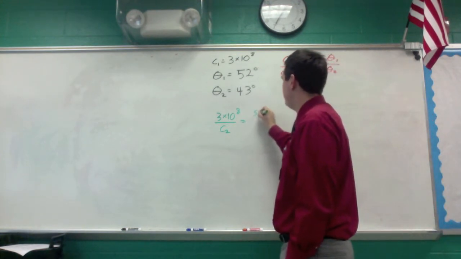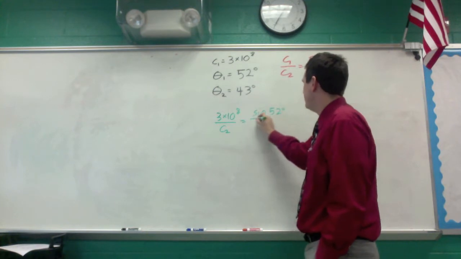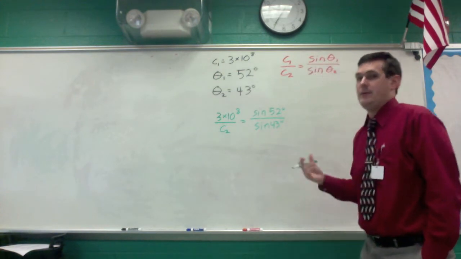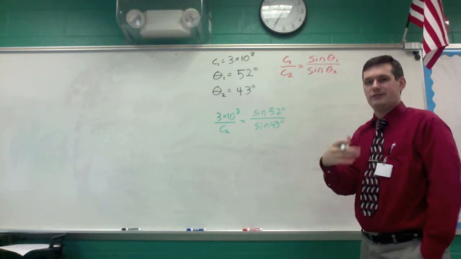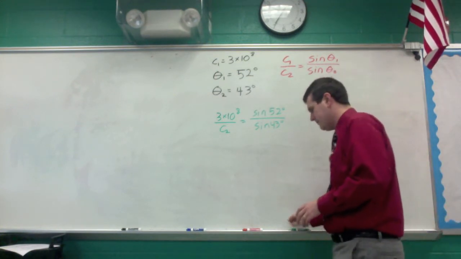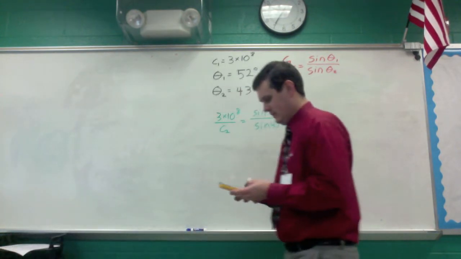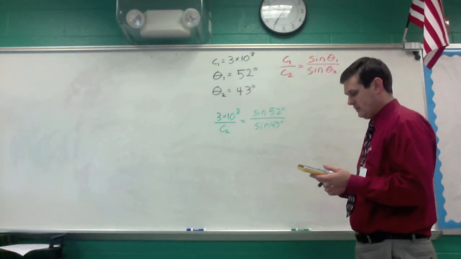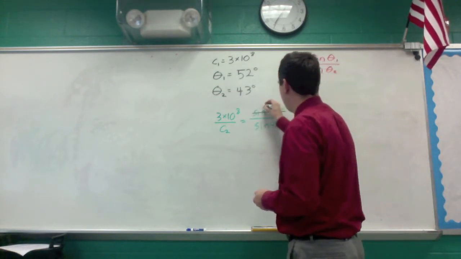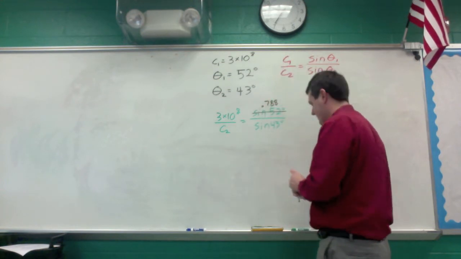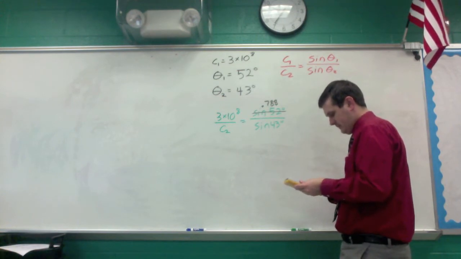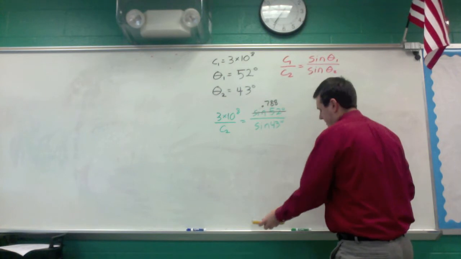So that's sine 52 degrees divided by sine 43 degrees. And I'm going to have to use a calculator to find both of those. You've seen me type in the calculator lots of times. I'm just going to do it without holding it up. So the sine of 52 is 0.788. And the sine of 43 is 0.682.